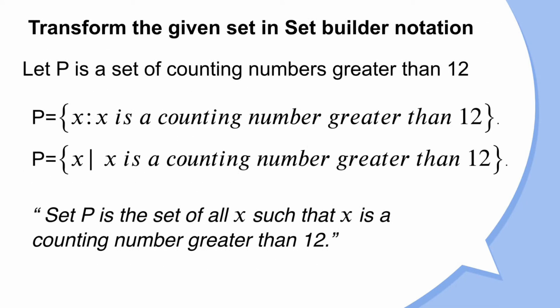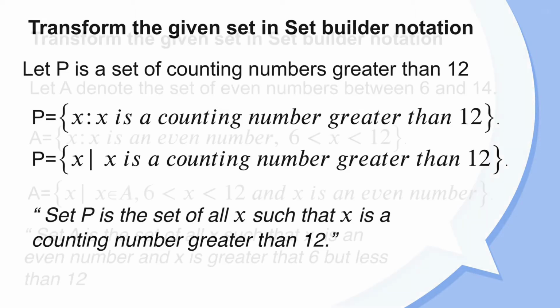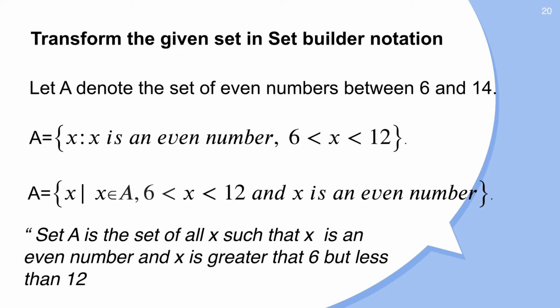Okay. Now let us transform the given set in set builder notation. So the given set is, let P be the set of counting numbers greater than 12. So we have P is equal to the set of X such that X is a counting number greater than 12. So as you can see, you can choose whether you have to use the colon or the bar. Now let us transform the given set in set builder notation.